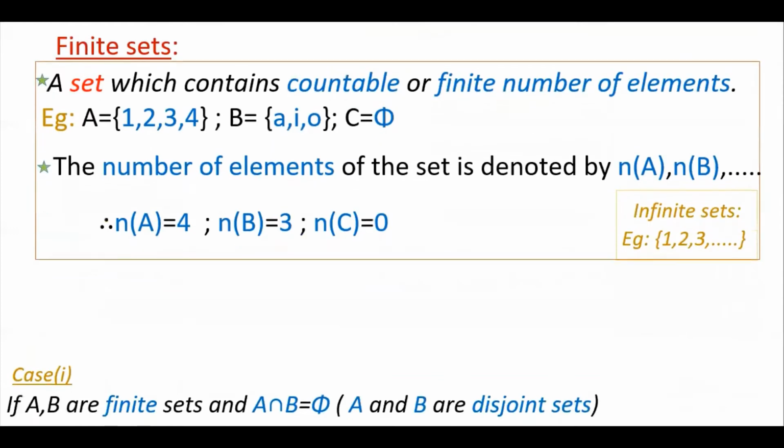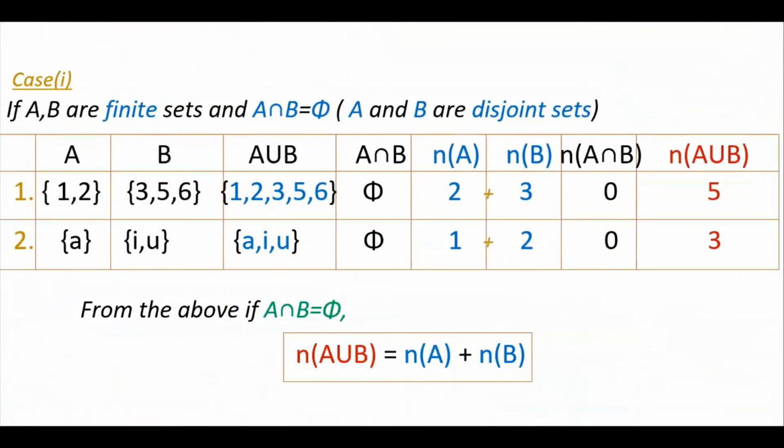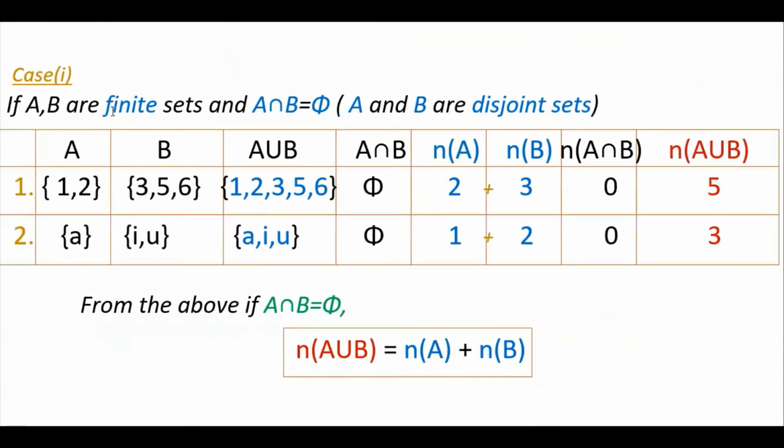And here are the results on the number of elements. The first one is, if A and B are finite sets and A intersection B is equal to an empty set, that means A and B are disjoint sets, because there are no common elements in sets A and B. For example, if A is equal to {1, 2}, B is equal to {3, 5, 6}, then A union B is equal to {1, 2, 3, 5, 6}. And A intersection B is an empty set because there are no common elements in these two sets.